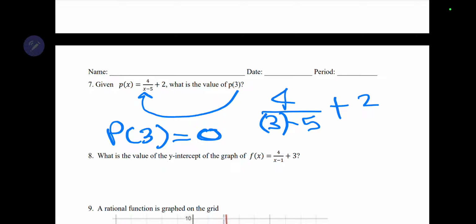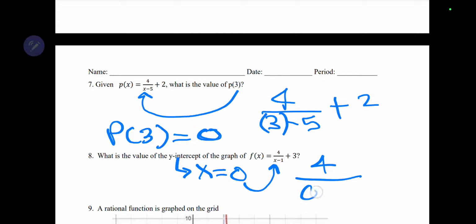Okay. Now it says, what is the value of the y-intercept of this graph? Okay. So the y-intercept is when x equals 0. So I'm going to plug in 0 right there. So I got 4 over 0 minus 1 plus 3. Okay. So I'm going to type that in my calculator. 4, control divide, 0 minus 1. Go to the right, plus 3. And that gave me negative 1. Okay, so negative 1 is my answer, my y-intercept. When x is 0, the y-intercept.